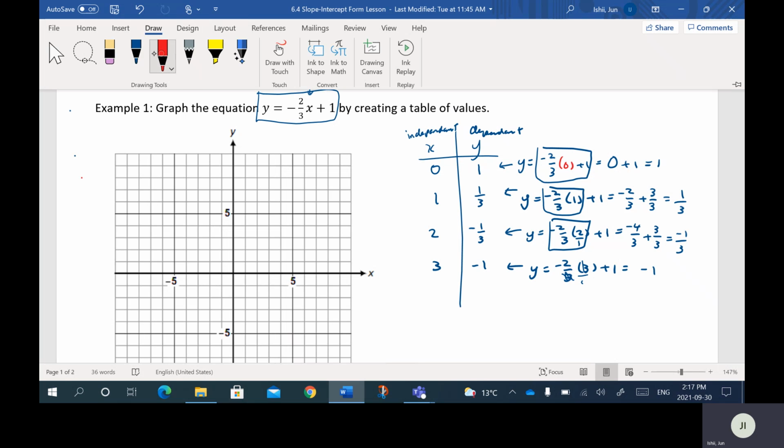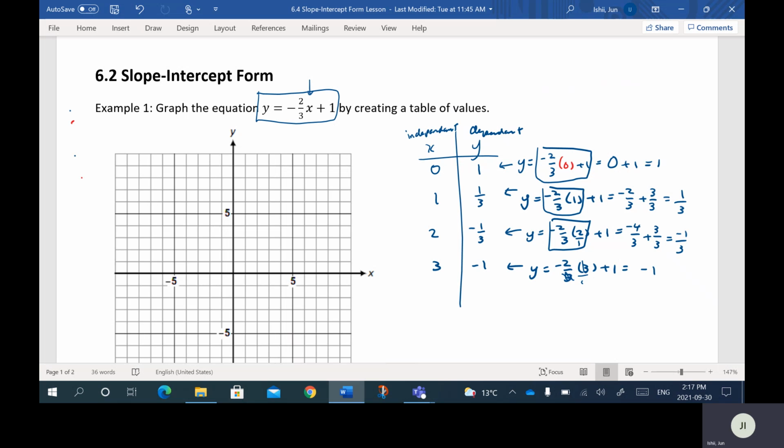Now what we can do is plot some points. What this means is that the first one, the point (0, 1), is on this line, or is on this equation. So (0, 1) is right here.